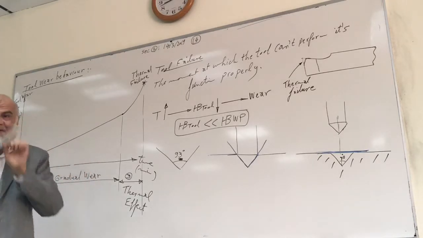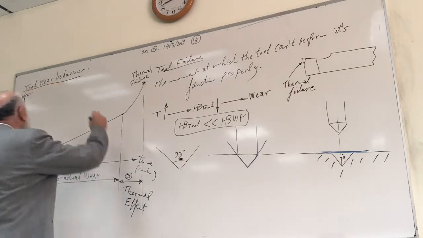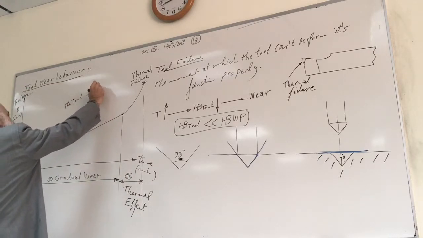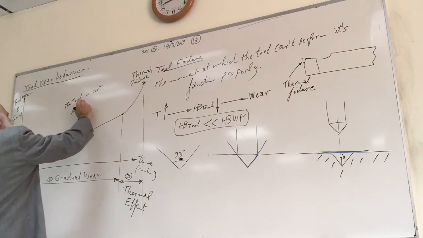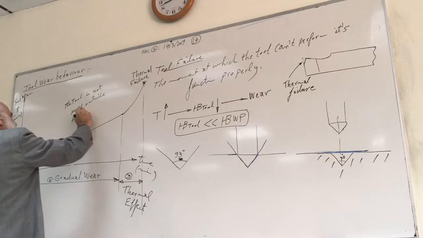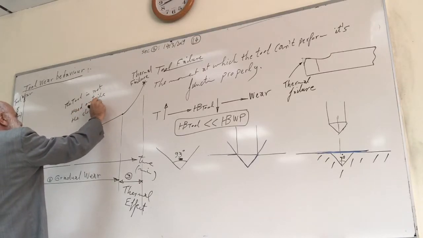Please write this sentence: the tool is not used outside the straight line. The straight line is zone number 2.